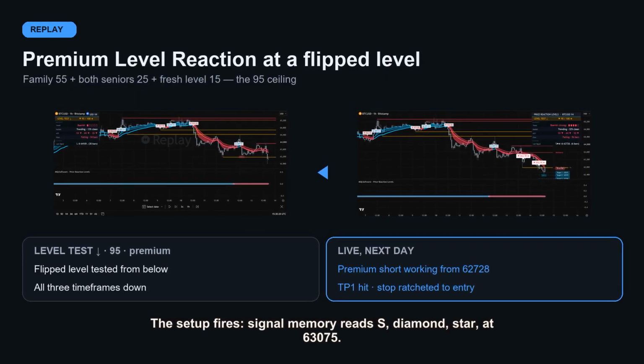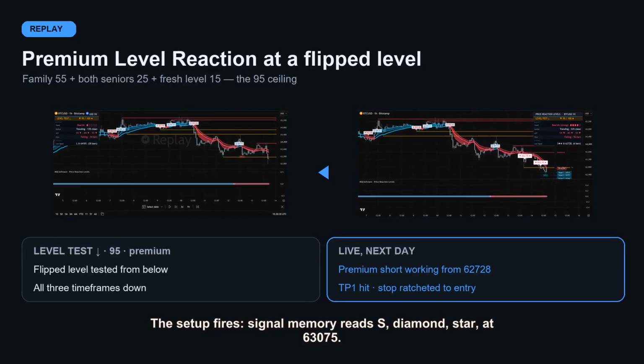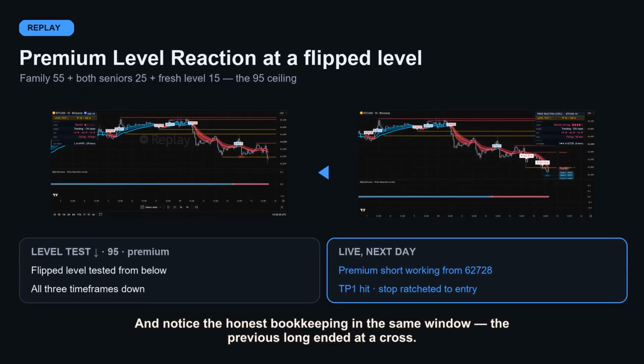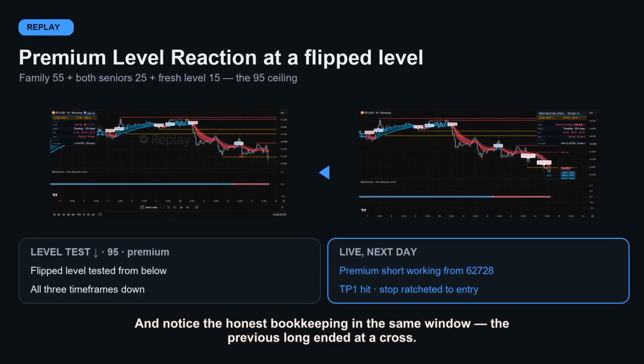The setup fires, signal memory reads S, diamond, star at 63075. And notice the honest bookkeeping in the same window.